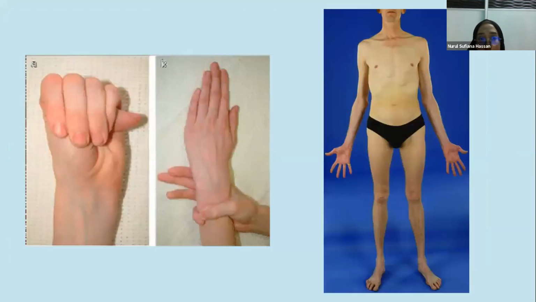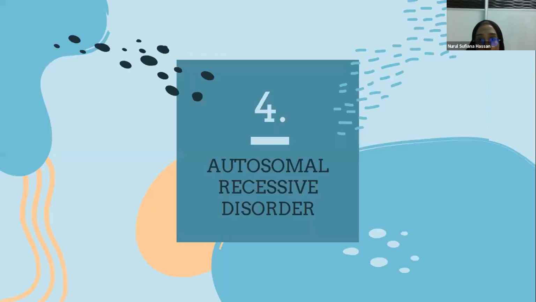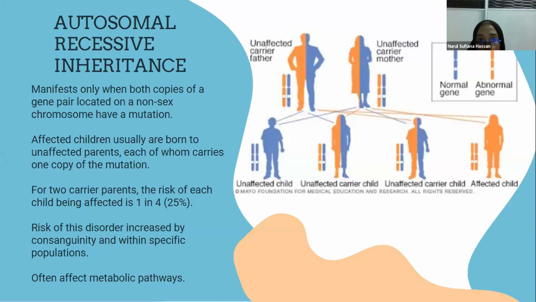Next under autosomal disorders is autosomal recessive disorder. This disorder manifests only when both copies of a gene pair located on a non-sex chromosome have a mutation, which means that it only occurs homozygously.